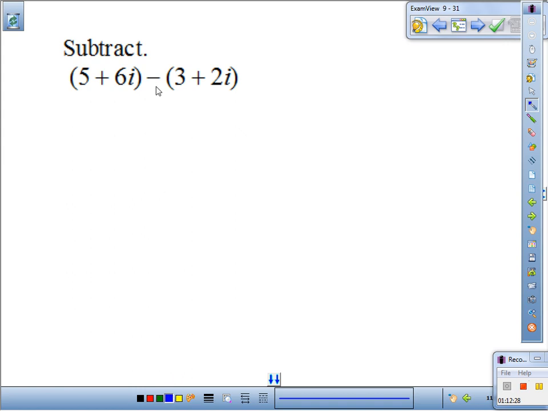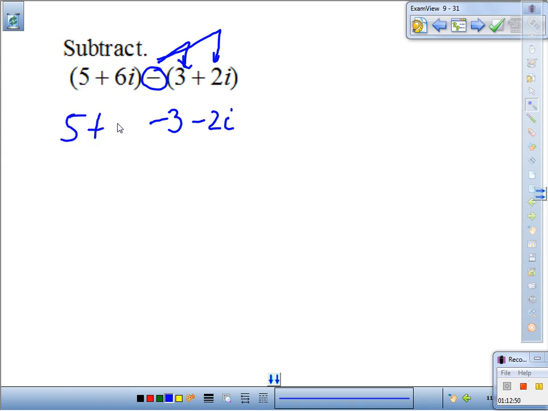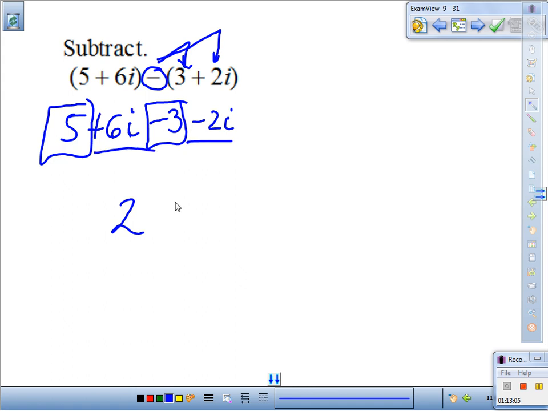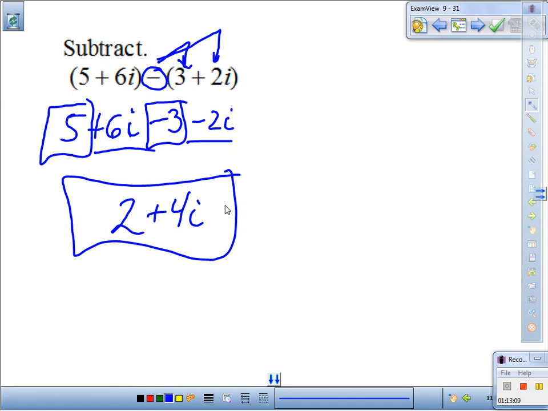Here it goes. This one is a subtraction, so that means I need to distribute into both terms. So this is negative 3 minus 2i. Bring down the other one, 5 plus 6i. You guys have been doing these for 2-3 weeks already. Let's see, combine like terms. We start with a constant. What is 5 minus 3? 2. What is 6i minus 2i? Positive 4i, and we're done. That's our subtraction, or our difference. Have you got that?